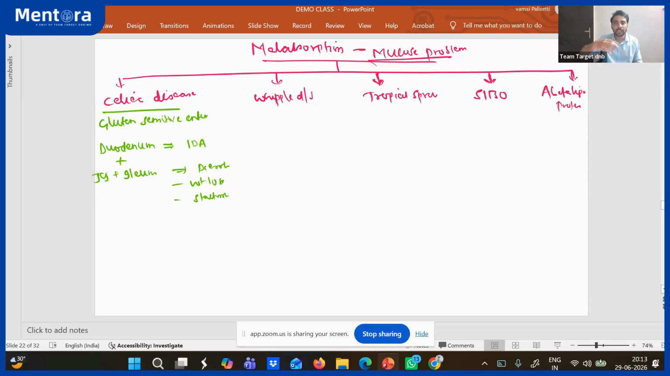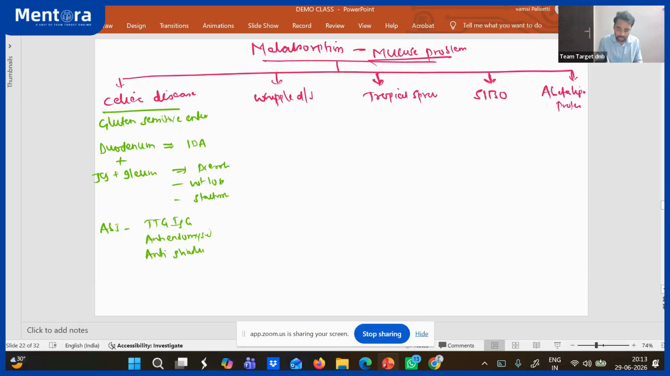So gluten-sensitive enteropathy. Whenever the patient takes a gluten-containing diet, antibodies are formed against gluten. They also act on intestinal mucosal cells and cause damage to the intestinal mucosa. If it affects only the duodenum, the patient will present with iron deficiency anemia. If it affects duodenum plus jejunum plus ileum, definitely the patient has chronic diarrhea, weight loss, steatorrhea. All these things will happen. Right? So how will you diagnose? You can diagnose by seeing some antibodies. What are those antibodies? There are tissue transglutaminase IgG antibodies, anti-endomysial antibodies, and anti-gliadin antibodies. Very, very important.